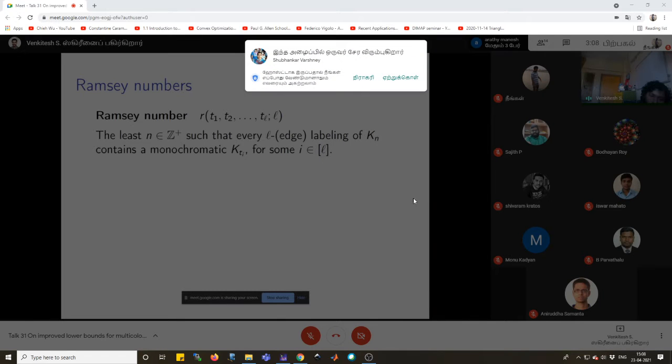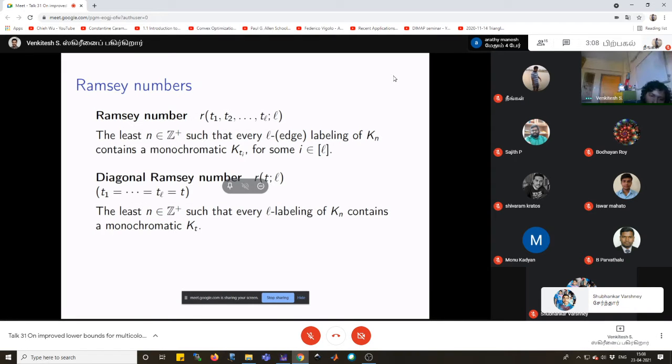We are concerned with a more specific case where we set T1 to TL to be a common number T. That's why they are called diagonal Ramsey numbers. And this is slightly easier to describe. It's the smallest size of a complete graph such that every L labeling contains some monochromatic complete subgraph of size T. We are not specific about which color or label the monochromatic subgraph has. Some monochromatic subgraph of size T should be there. That's all.